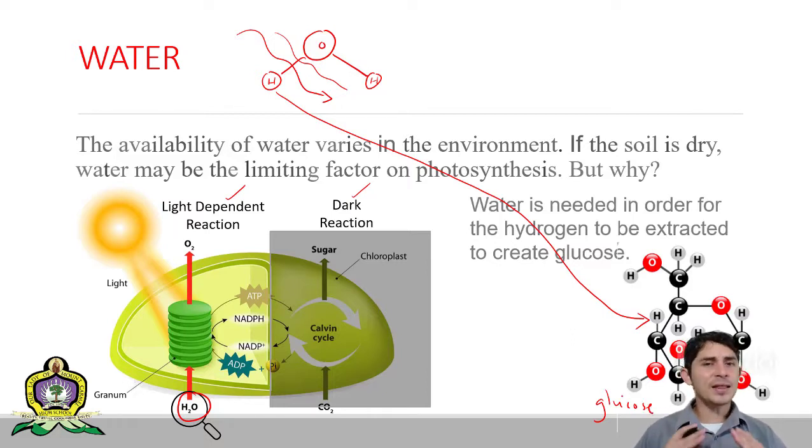So yes, the plant needs water. We know that the plant needs water, but exactly why? To grow. Yes, but why? Because in the light-dependent reaction, water is broken down, oxygen and hydrogen are liberated, and the hydrogen that is liberated is used to build a glucose molecule. That is why water is needed in photosynthesis.